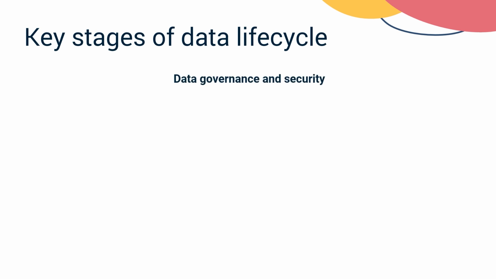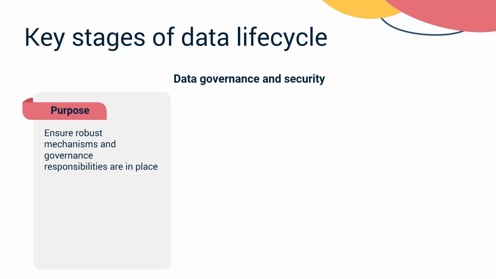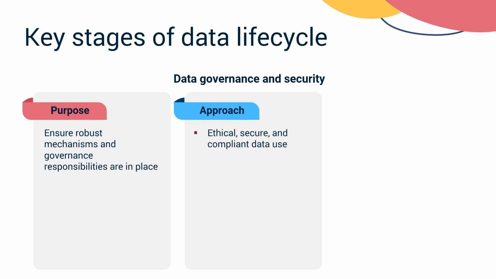The next critical stage is data governance and security, which ensures robust mechanisms and governance responsibilities are in place throughout the data lifecycle. From the data ops perspective, this stage's focus is to ensure data is used ethically, securely, and in compliance with regulations. Governance frameworks are essential to maintain data quality, traceability, and accountability.